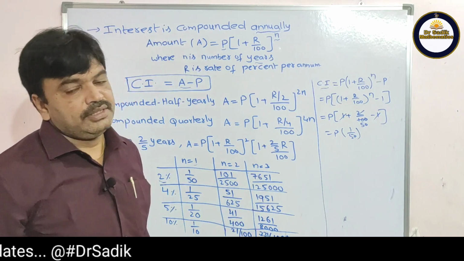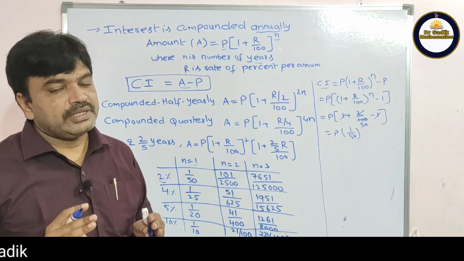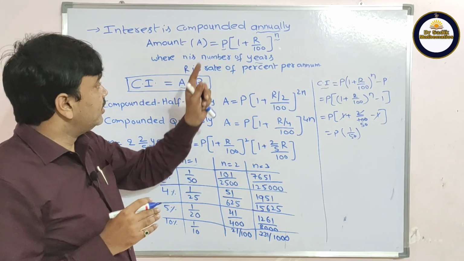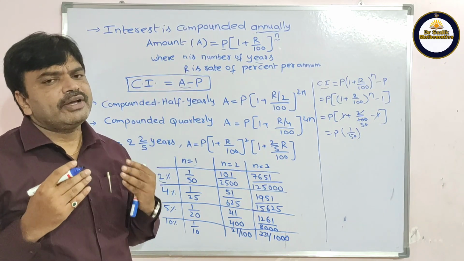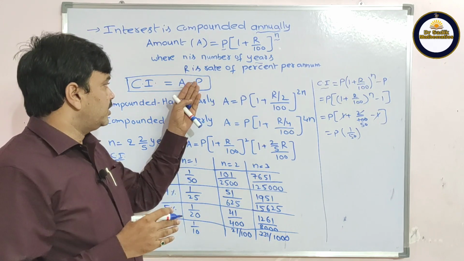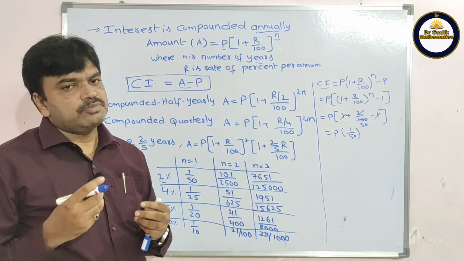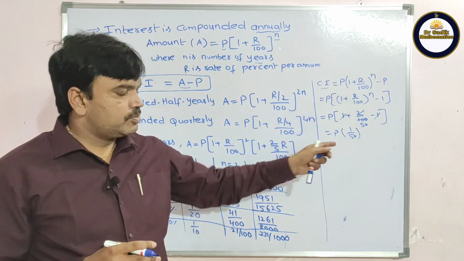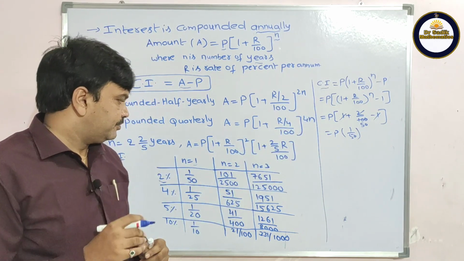Compound interest. If you follow this procedure directly, first you are finding A, friends. Whenever you find A, it will take at least 10 minutes. Then you are applying it here, and then we might make small mistakes. It is better to follow this procedure.